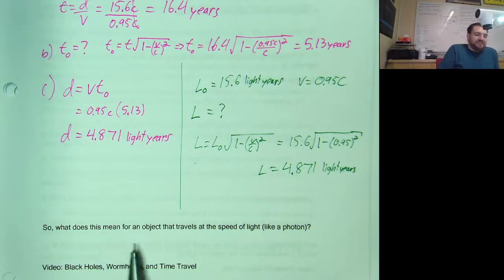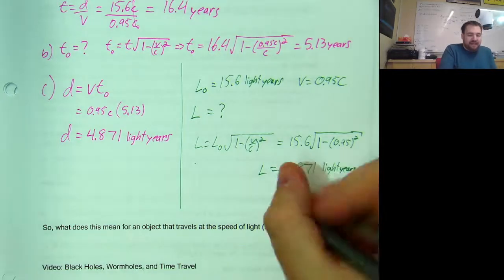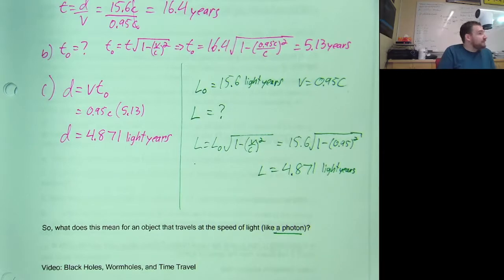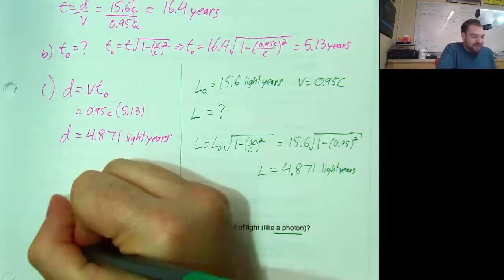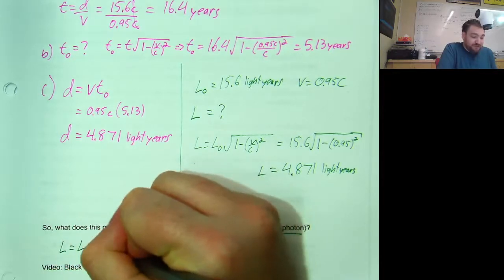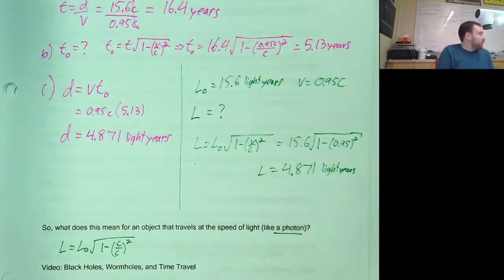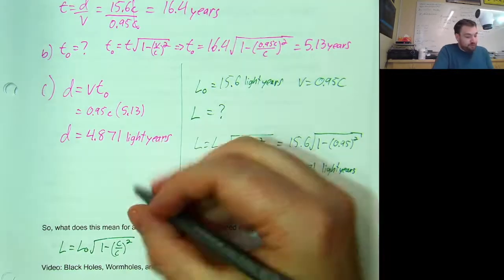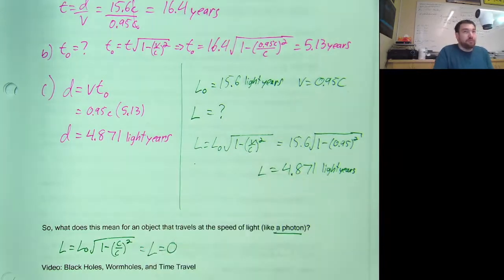So, what does this mean for an object that travels at the speed of light, like a photon, a particle of light? For an object that travels at the speed of light, L is equal to L0 times the square root of 1 minus, in this case, (c over c) all squared. c over c is 1, 1 squared is 1, 1 minus 1 is 0. L0 times 0 is 0. So for light traveling from a distant star to Earth, it doesn't register the distance between the star and the Earth.